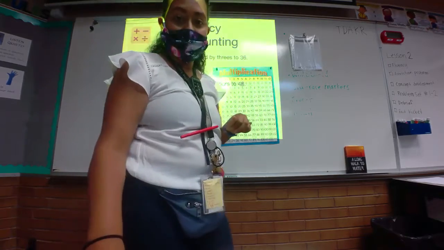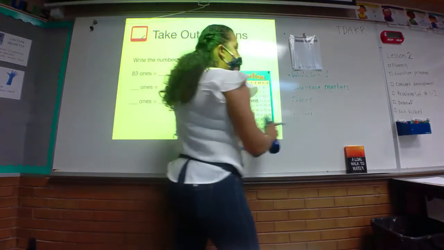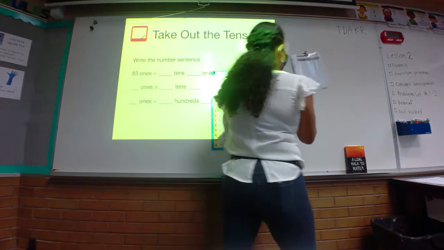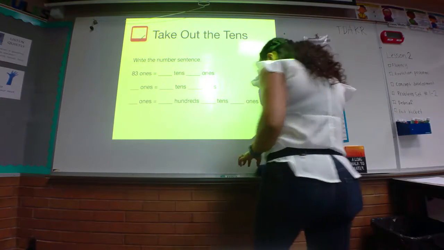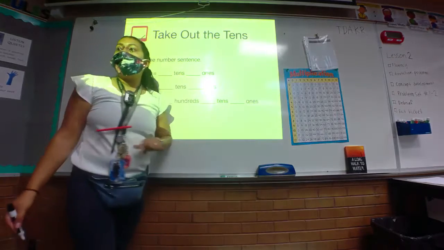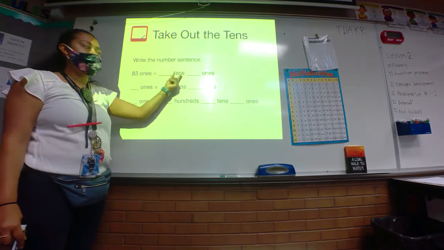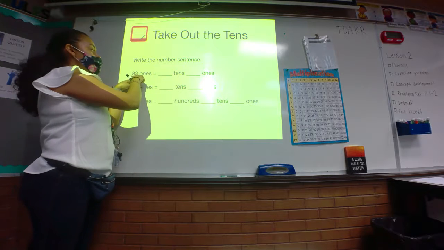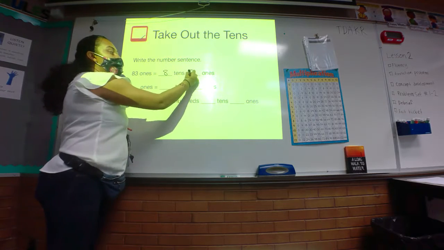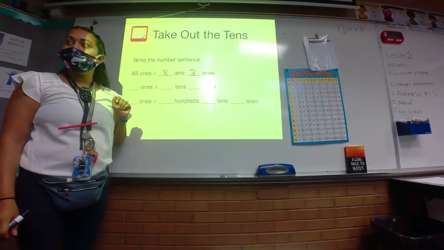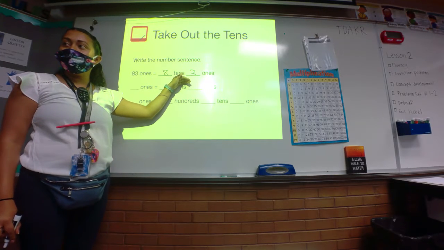Awesome. Good job. Okay. This next activity is called Pick Out the Tens. So we're breaking it apart. If we have 83 ones, we would take out the tens. So 83 ones would give us 8 tens and 3 ones left over, okay? Eyes up here. Elian, eyes over here.